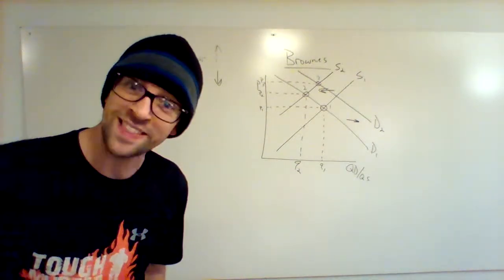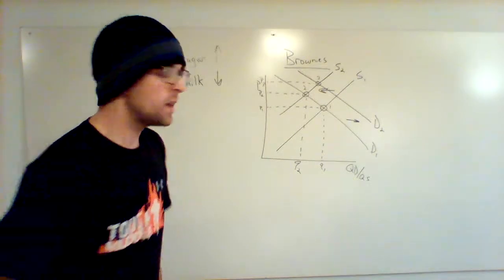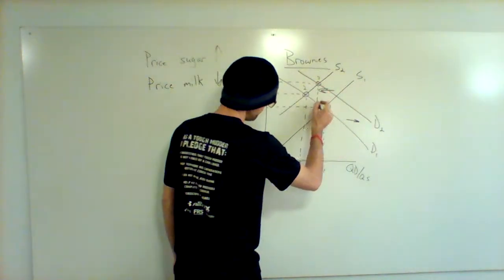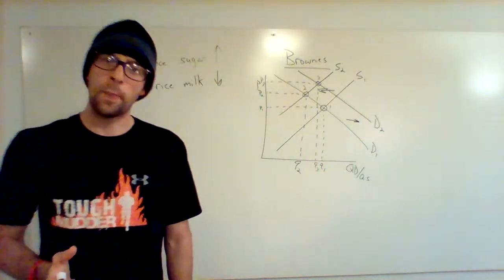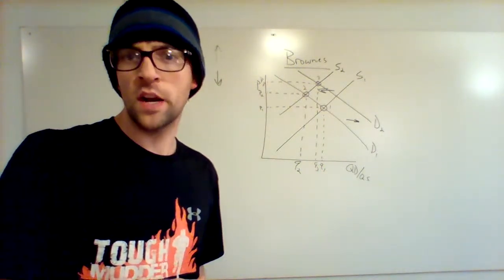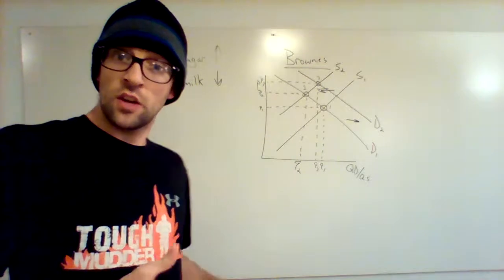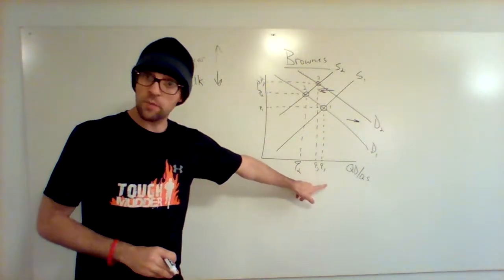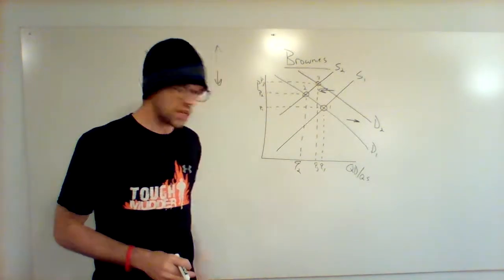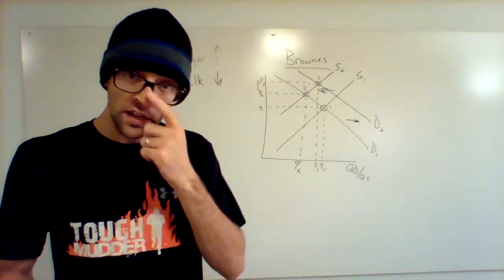The confusing part in this scenario is the quantity. So if I label this Q3, and I ask you, what happened to the price and quantity of brownies when these two things occurred? It would look like the price went up, and if I compare Q1 to Q3, it looks like Q3 is smaller, so the quantity went down.